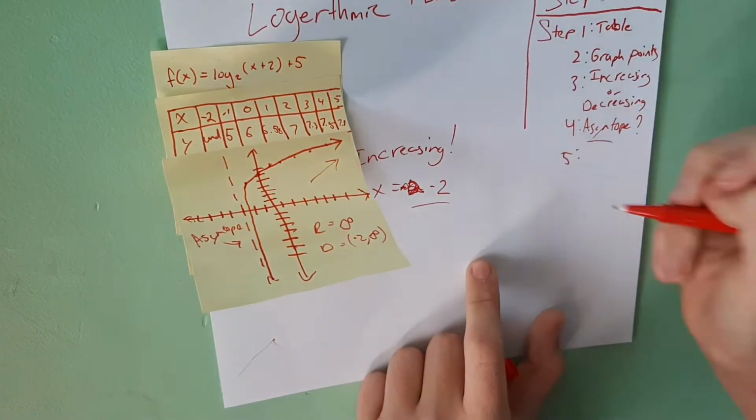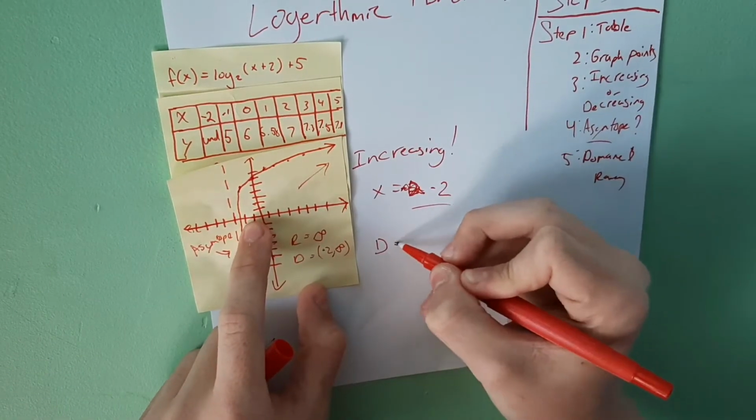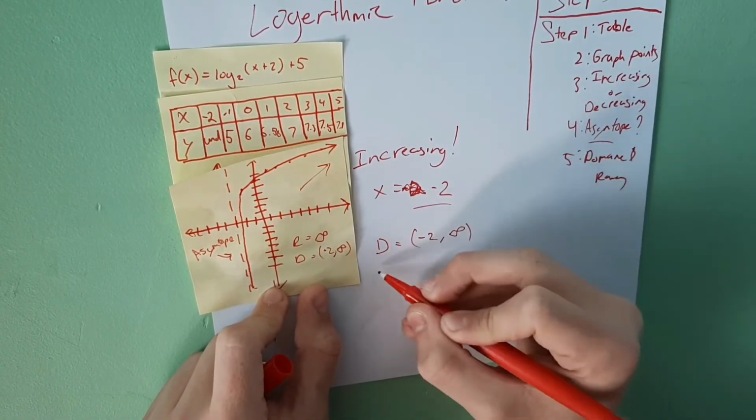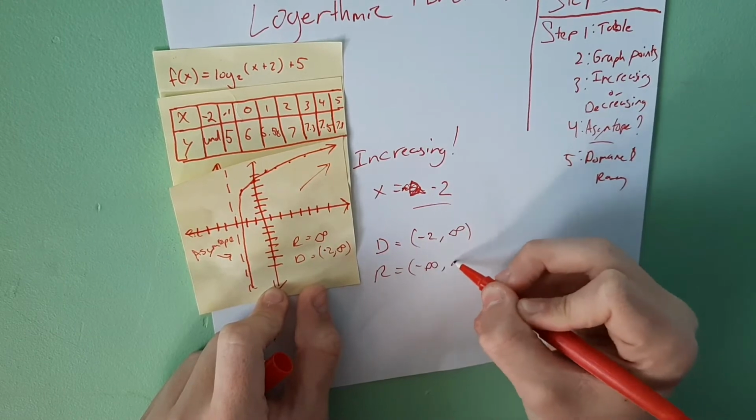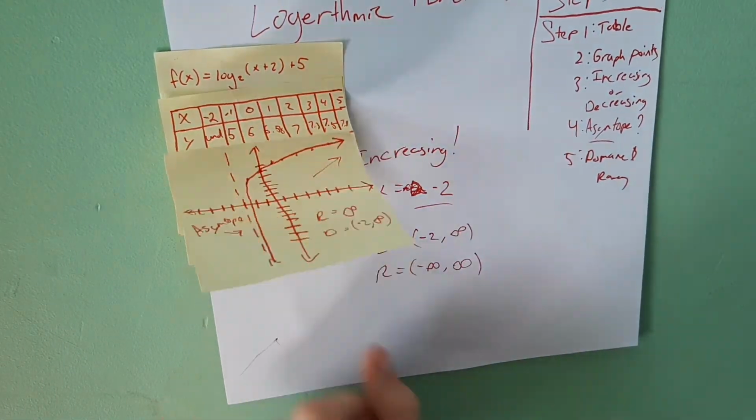Finally, we are just going to be writing down our domain and range once again, and we have already done that, but we might as well do it again. So our domain is -2 to infinity, and our range is negative infinity to infinity.